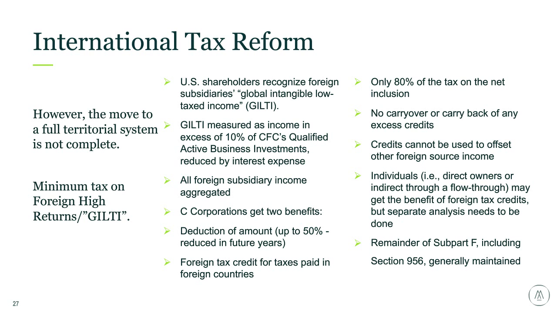The other thing, too, is that non-C corporation owners of CFCs are hit the hardest on this because, one, they don't get the 50% reduction of the inclusion. So a C corporation owner only has to include 50% of that income in taxable income, whereas a non-C corporation has to include all of it.